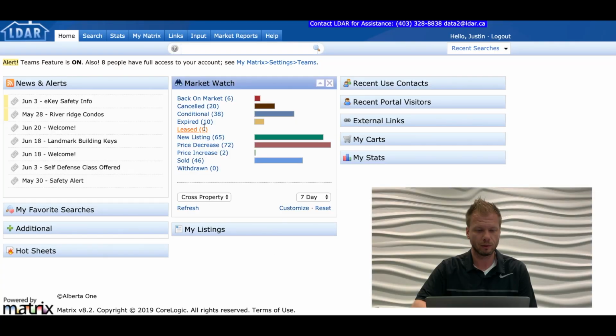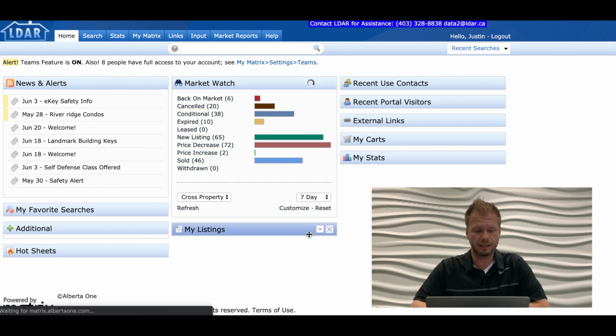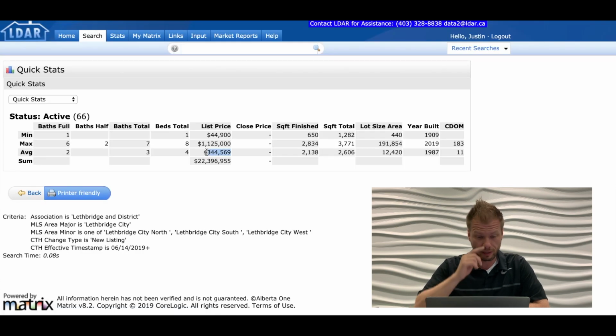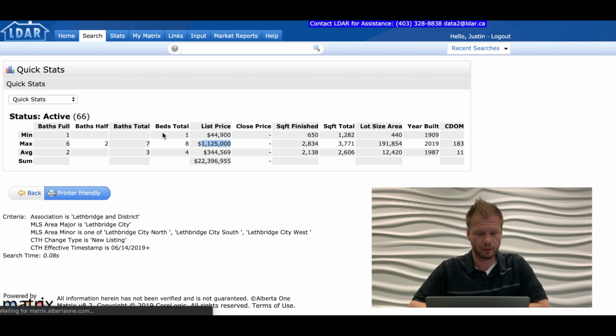So when we look at right away, we had 65 new listings this week. The average price, I'll do average for now and we'll talk about that later, was 344,000. Again, you can see there's some 45,000s, a 1.1 million. So that's our new ones for the week.